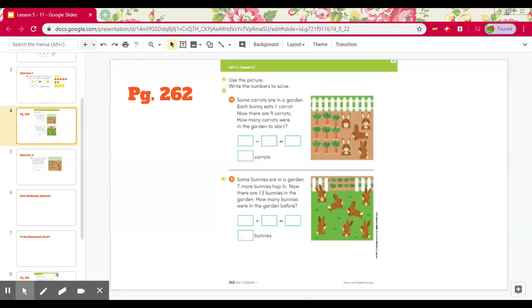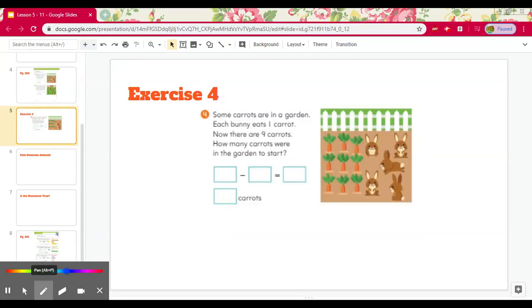At this point, we are moving on to page 262. If you would like, please pause the video and continue working on page 261. Let's work on exercise 4. I'm going to read the problem twice. For the first time, please listen. For the second time, please help me annotate the problem.